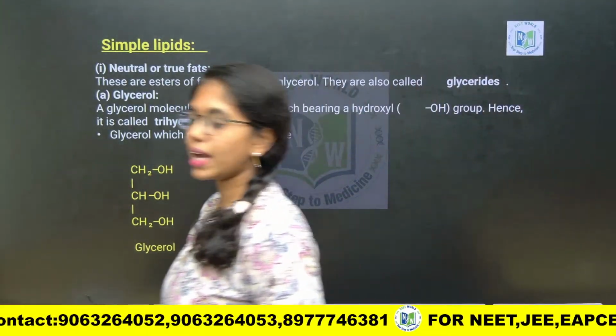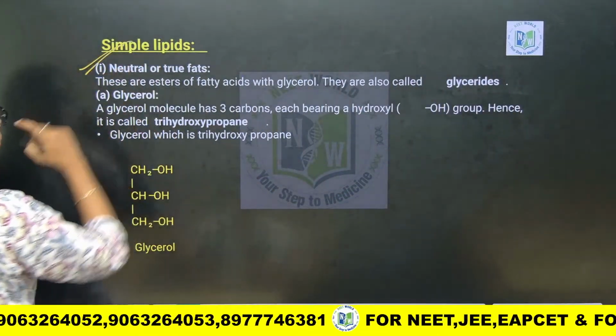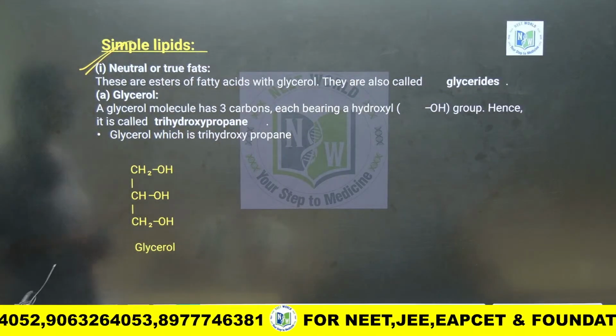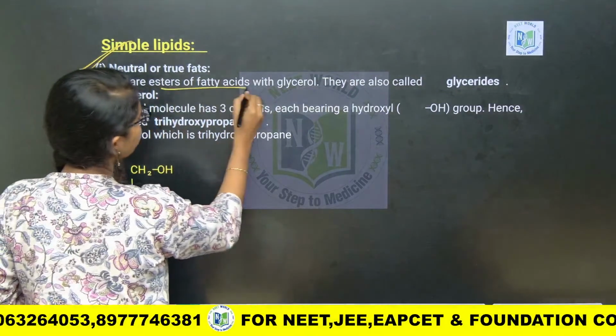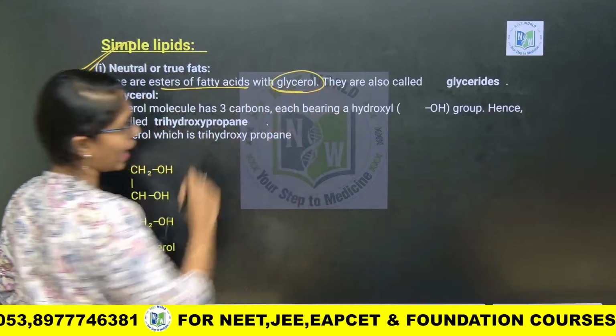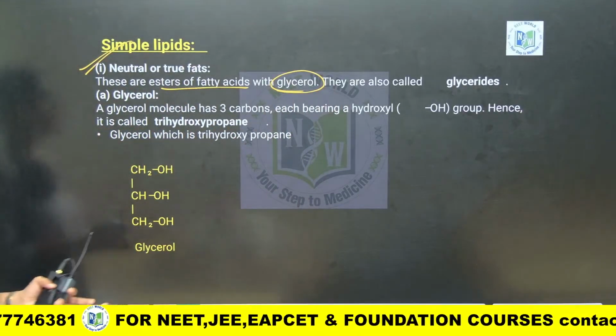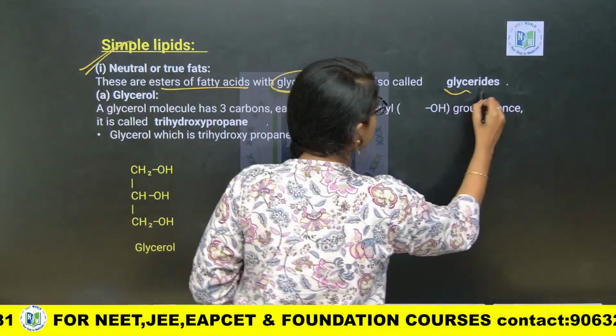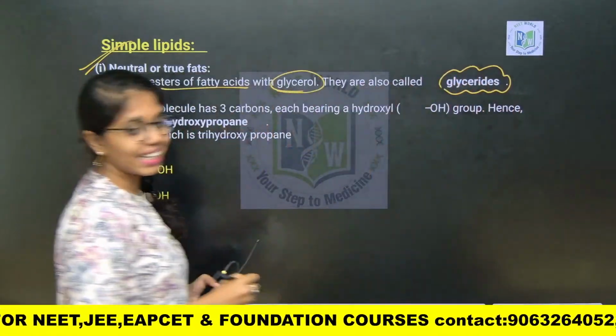Simple lipids, as we have discussed, first is what? Neutral or true fats. This includes what? Esters of fatty acids with glycerol. They are called as what? Glycerides. They are called as glycerides.